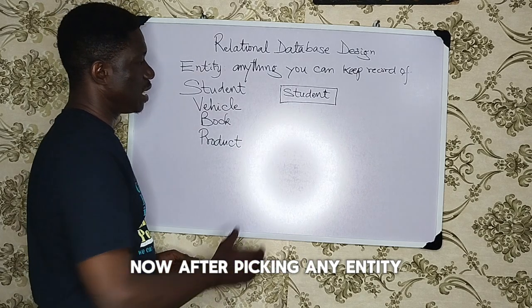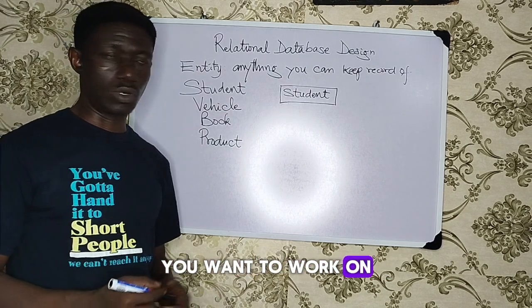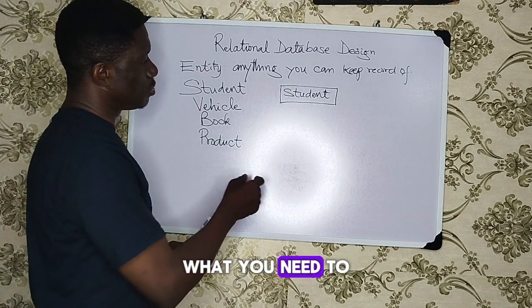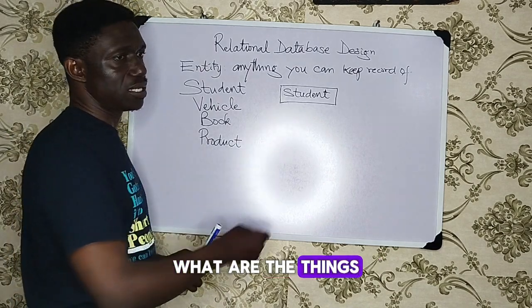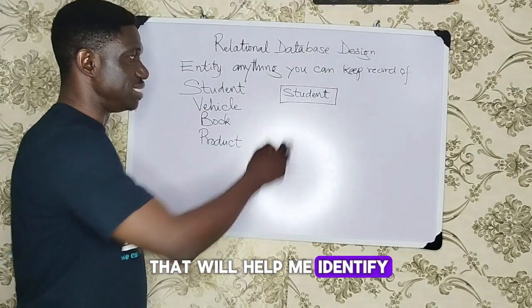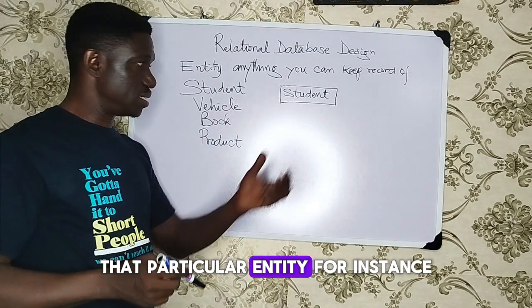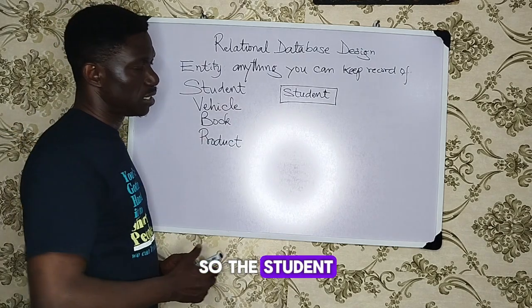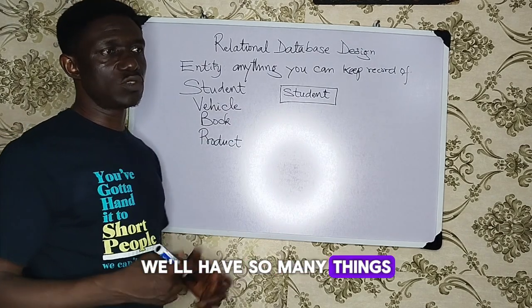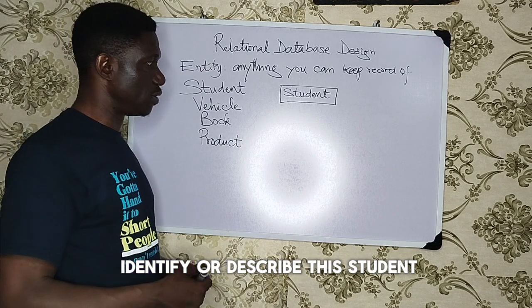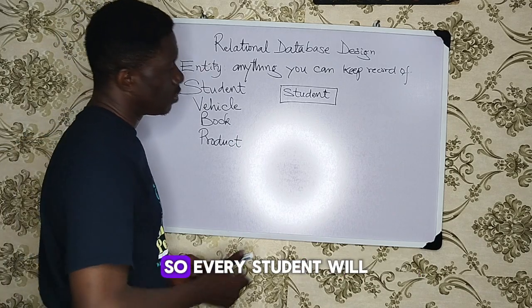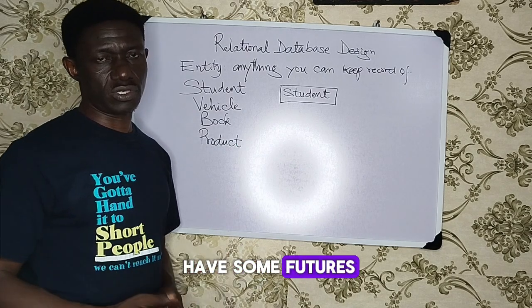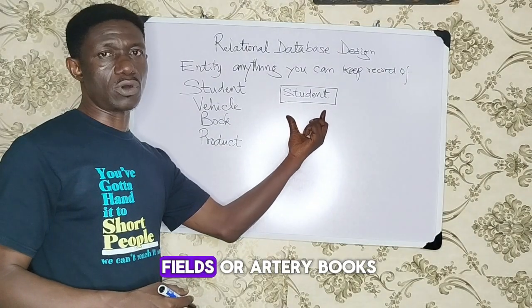Now, after picking any entity you want to work on, or you want to structure, or you want to model, what you need to do is, what are the things that will help me identify that particular entity? For instance, we are picking the student now. So the student will have so many things we can use to identify or describe the student. So every student will have some features. So we are going to be calling it fields or attributes.